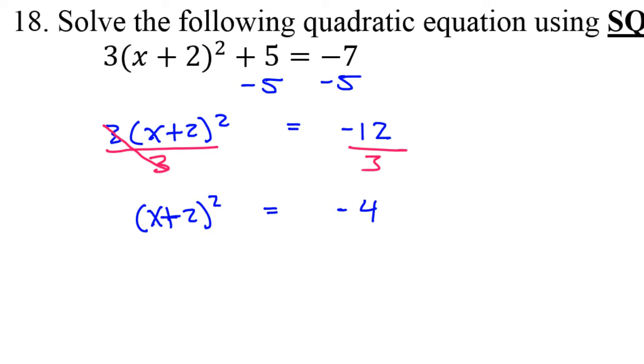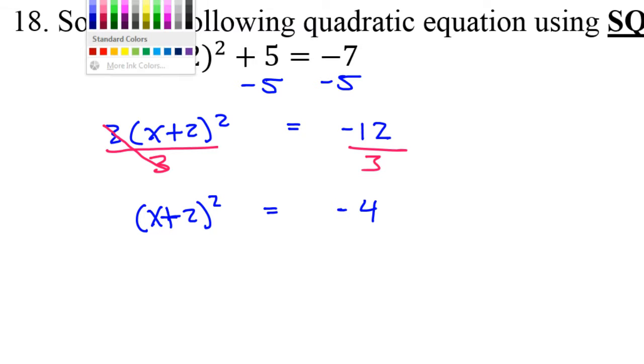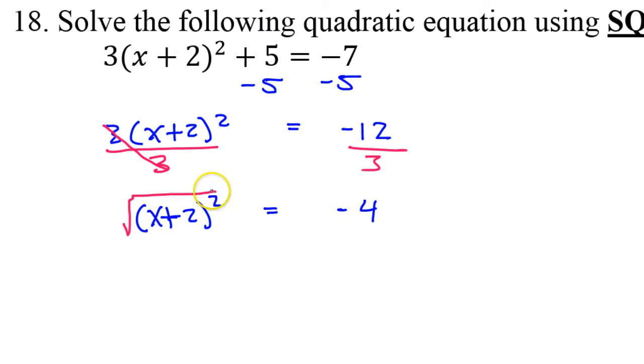Now we don't distribute the 2 or square the pieces. We unsquare things by taking the square root. So I will take the square root of both sides, and anytime we do that, the solution could be positive or negative. So now we have x plus 2 is equal to plus or minus 2i. Of course, the negative under the radical means it's imaginary.